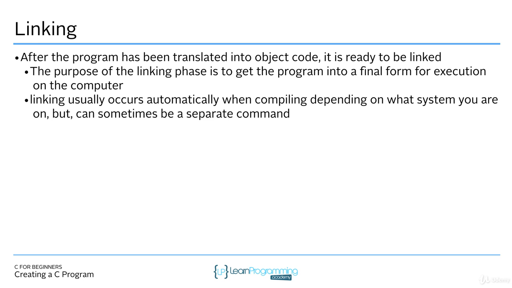So after the program has been translated into this .o code, this object code, it is ready to be linked. The reason we link is that if we're using external libraries, we have to grab all those other libraries and put them into one program. So linking is just getting all of the dependencies in place and building an actual executable file. The .o file is the object file. You then link all the .o files into one executable.